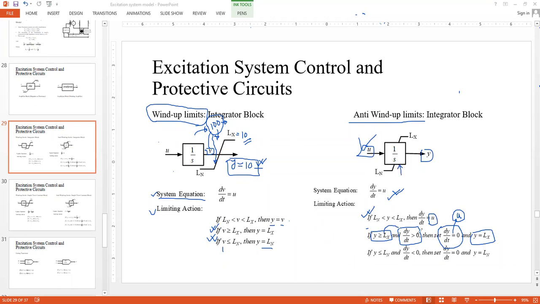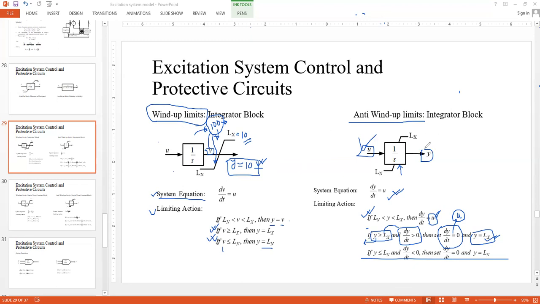That means in this case, whenever you have reached the upper limit, as well as you see the change in Y is also positive, or you can say the U is also positive. So Y has reached the limit, or it is trying to go beyond the limit. At the same time, U is also positive. Then you set U to 0 and Y to the upper limit, and vice versa for the lower limit. So in this manner, this is the difference between the wind-up limits and anti-wind-up limits.